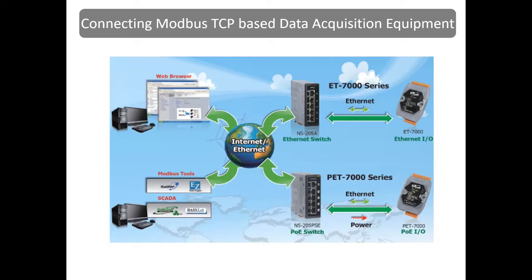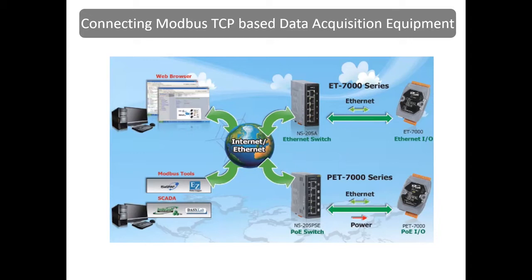Our modules are powered by low DC voltage, same with our other equipment too, like our communication devices, like the Ethernet switch, and also our controllers. Low DC voltage, like 10 to 30 VDC, and configured over a standard web browser. They have different input types like encoder, voltage, current, thermocouple, RTD, and thermistor. They have different outputs like voltage, current, relay, or digital output.